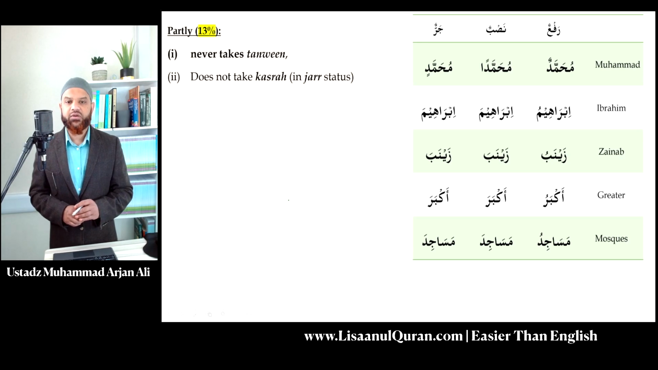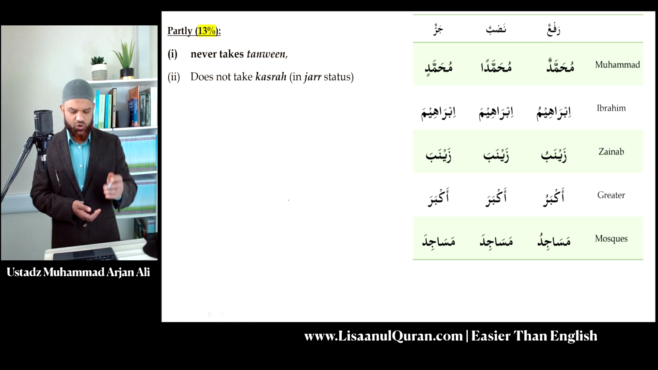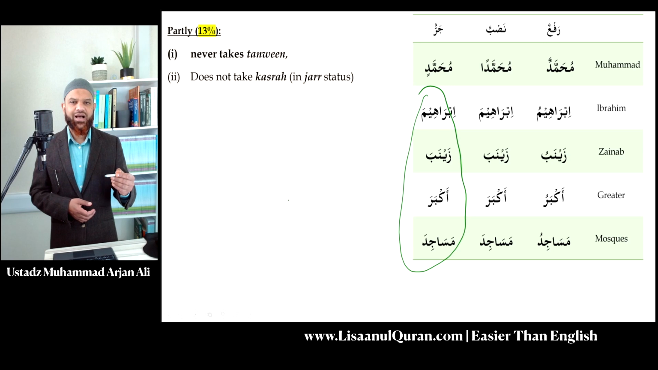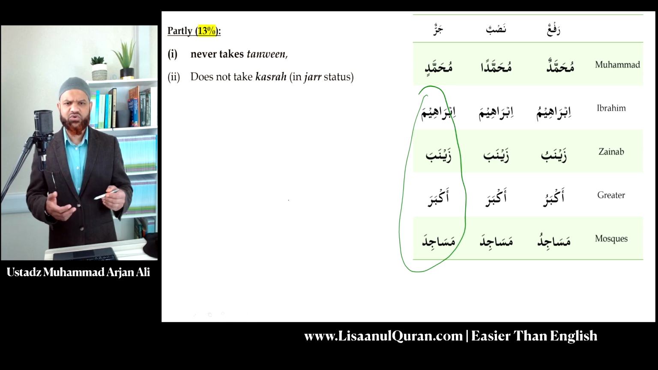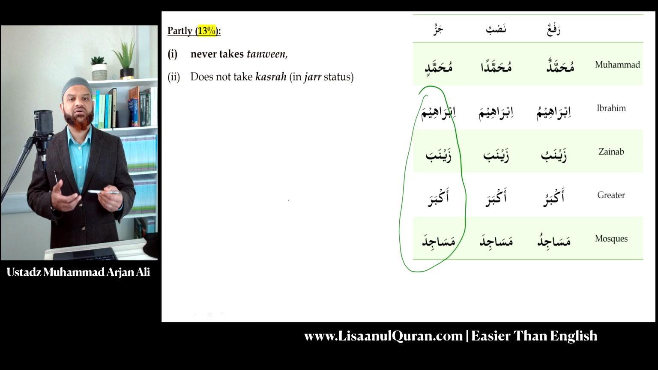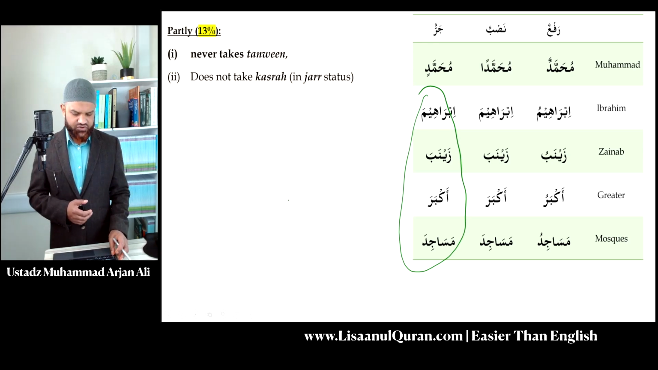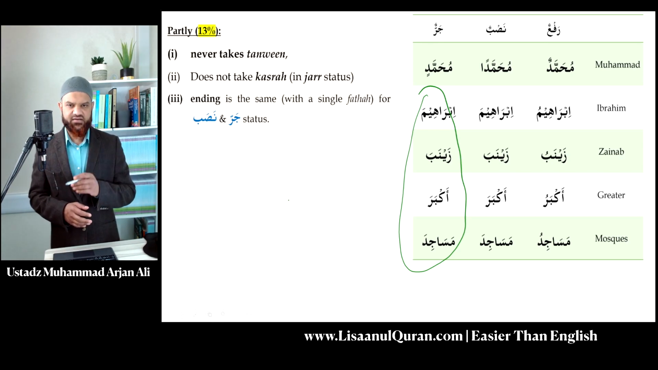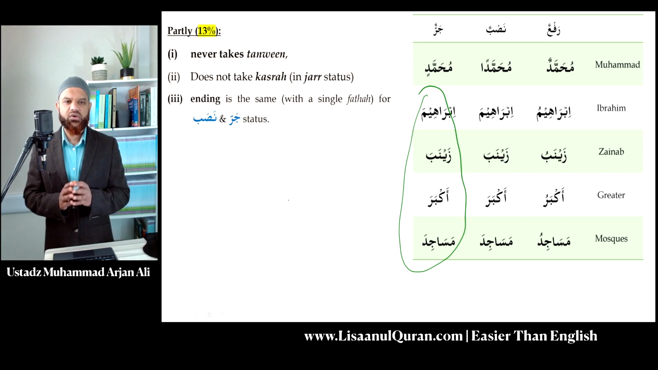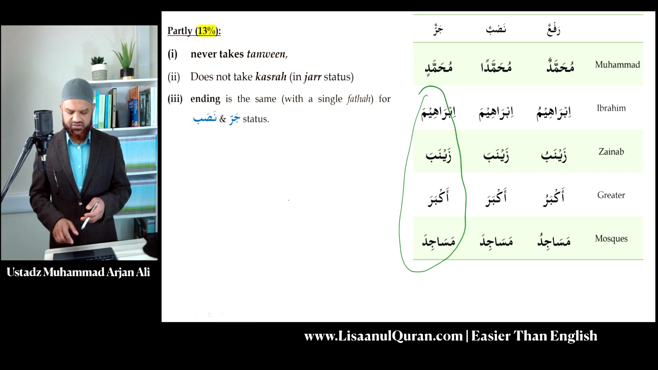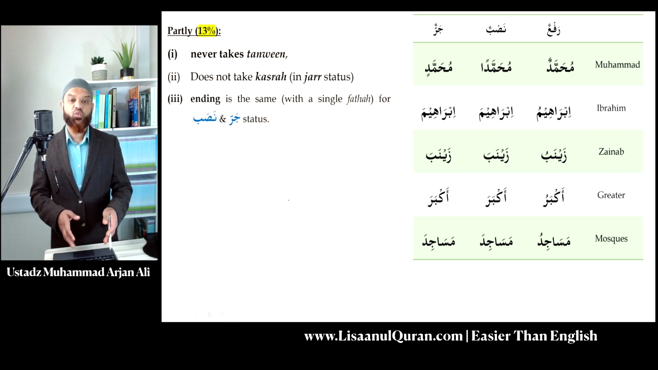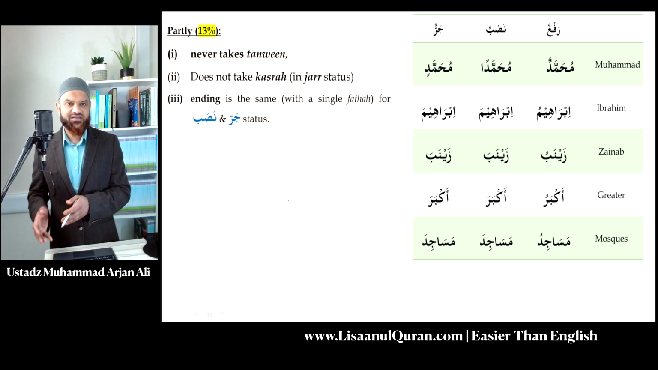The second important point about them, they will not take kasra in the jar status. So please take a closer look at all of them, and you will note in the jar status there is ma, ba, a, ra at the end, and da at the end. There is no e sound at all. And this is why, because they are partly declining. And of course, the obvious point which you can see from the screen, both the nasab and the jar will end with a fatha. Now, which categories of isms, because there are 13 of them, that's quite important for us to know, fall into, or what are the conditions for them to be this type, i.e.